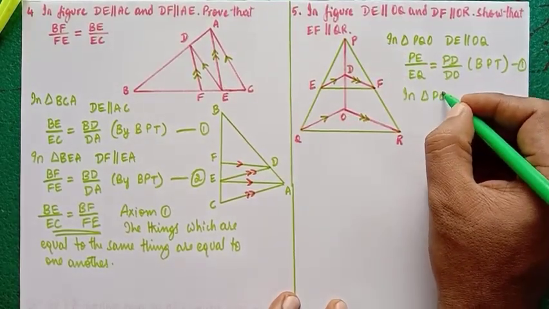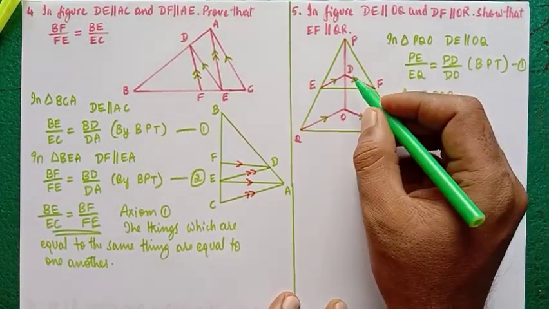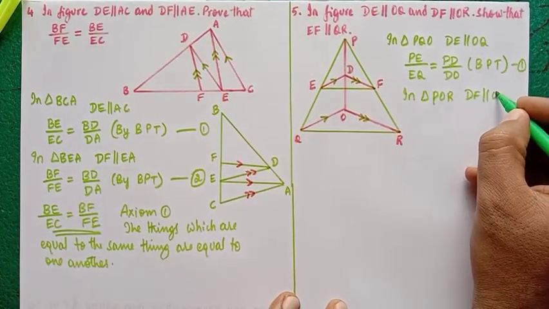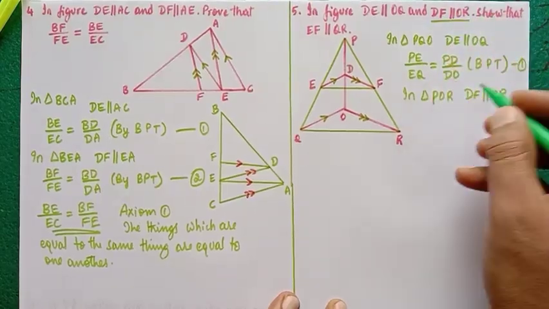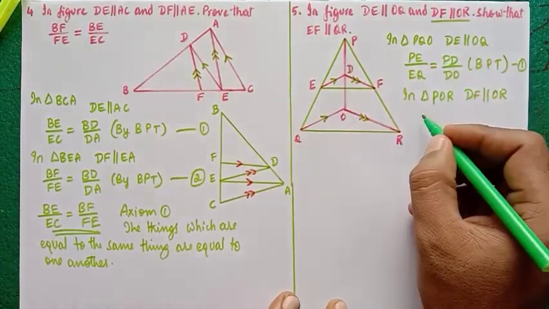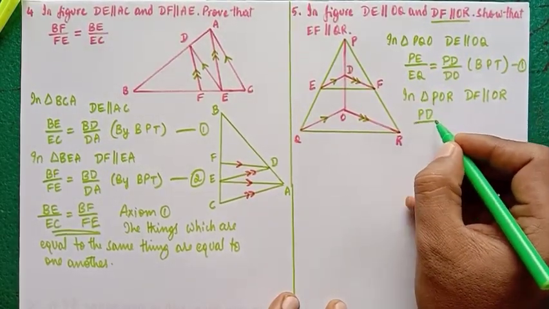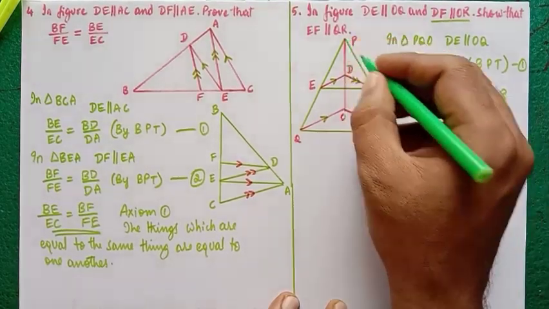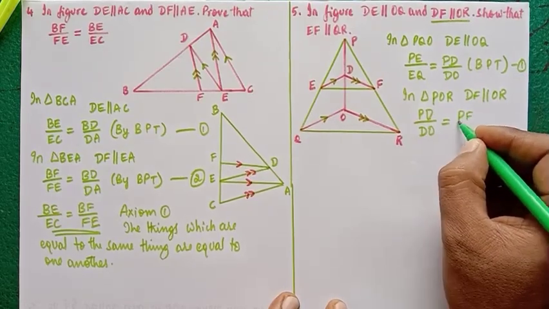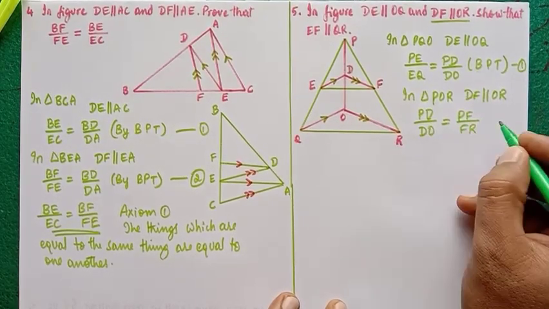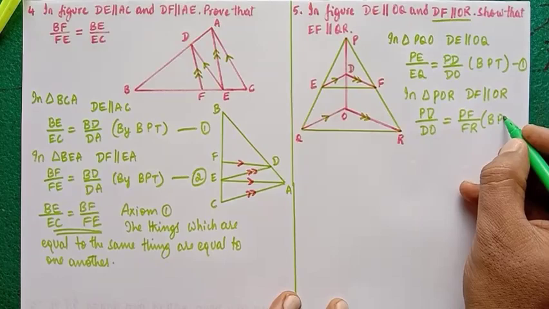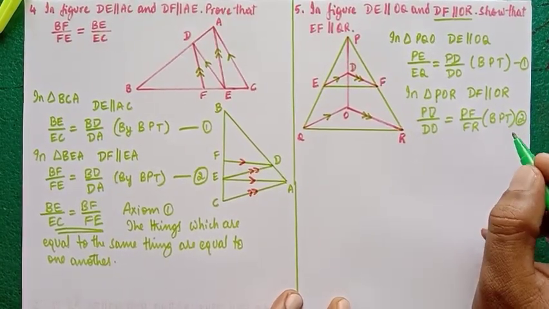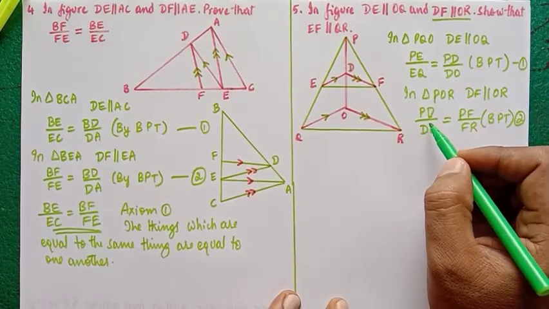Next, in triangle POR, DF is parallel to OR. So we can write PD by DO is equal to PF by FR. This is also because of BPT. Let me take this as 2. Here PD by DO is there, and here also PD by DO is there.